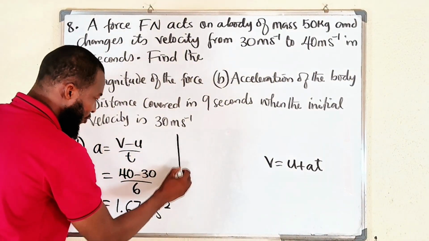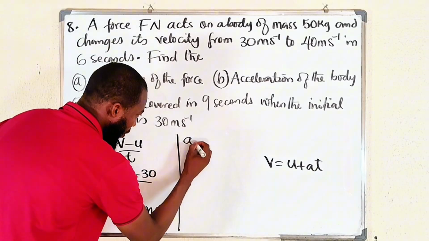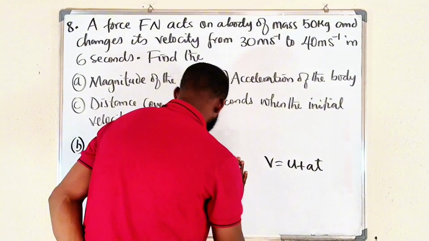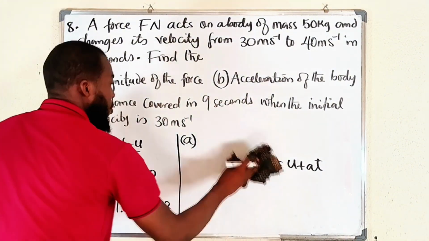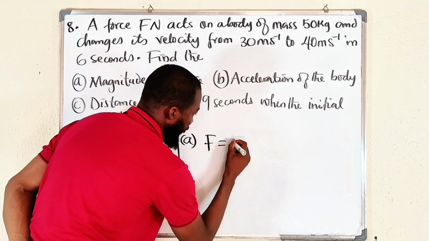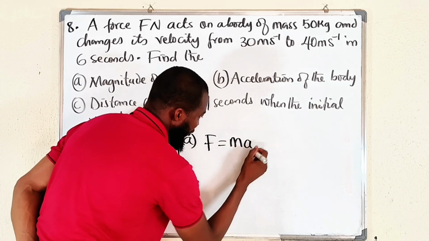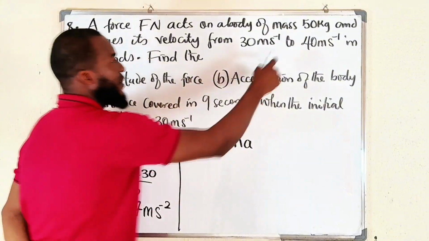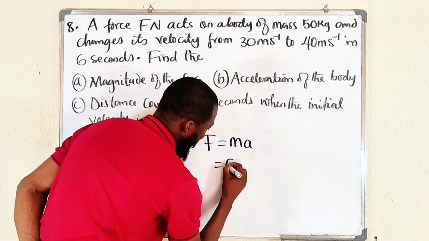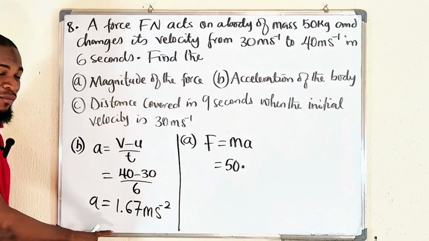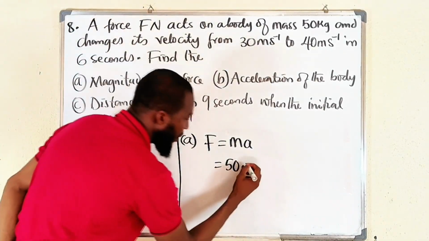Now let us come to the A part. We are looking for the magnitude of the force. So we are going to use Newton's second law, which is F equal to the mass times the acceleration. The mass of the body is 50. So this is 50 multiplied by A, which we have here as 1.67.